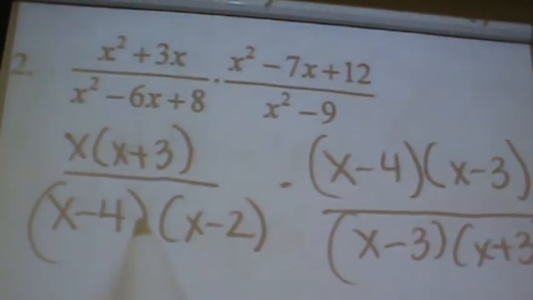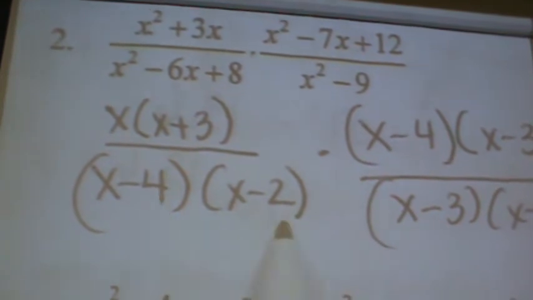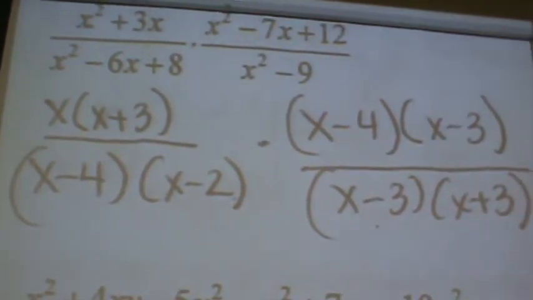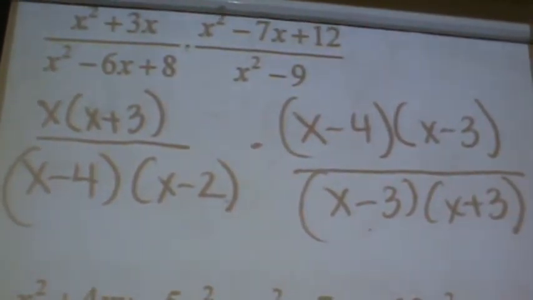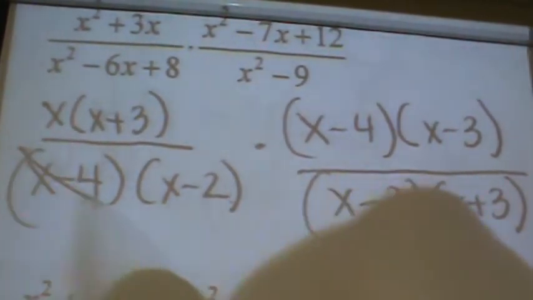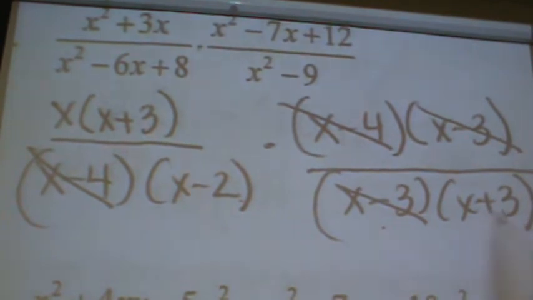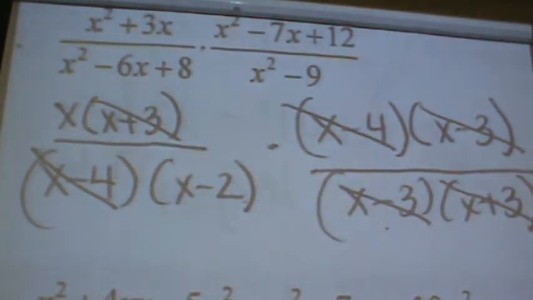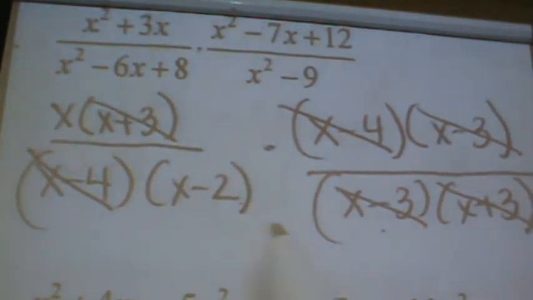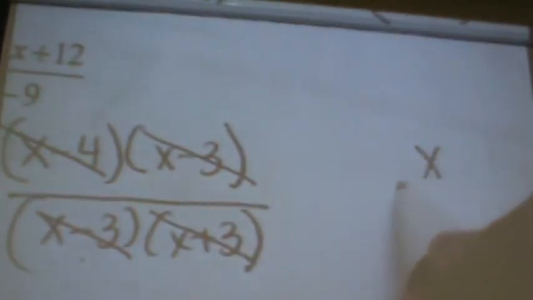So let's name the restrictions. X can't be 4, 2, 3, or -3. And then what cancels? These cancel, these cancel, these cancel. What's left? X over x minus 2.